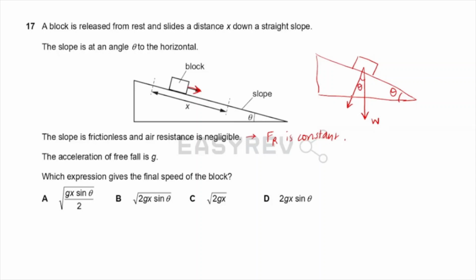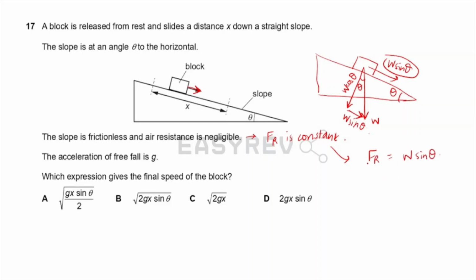That's W cos theta. And then you have one that's adjacent to the plane, or parallel to the plane. That is W sin theta. And you can see how W sin theta is the one responsible for the block sliding down. So we realize that not only is the resultant force constant, but it's also equal to W sin theta.